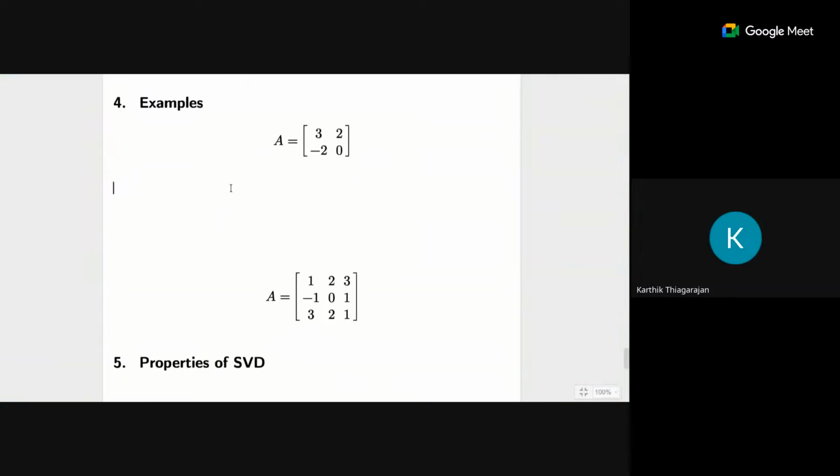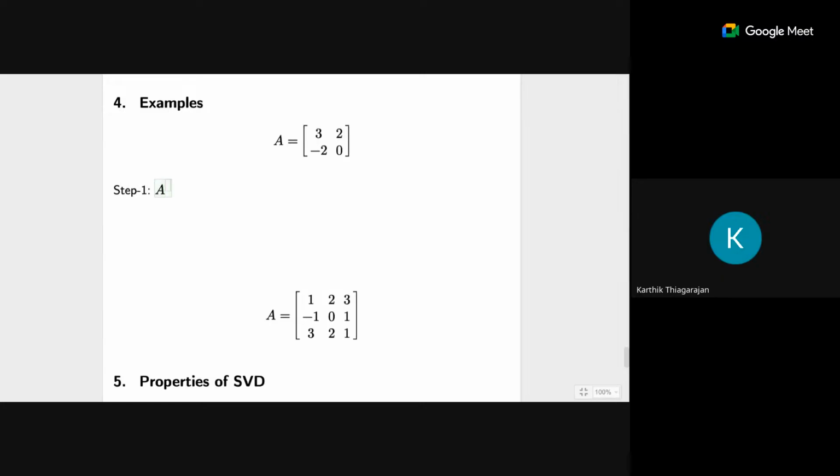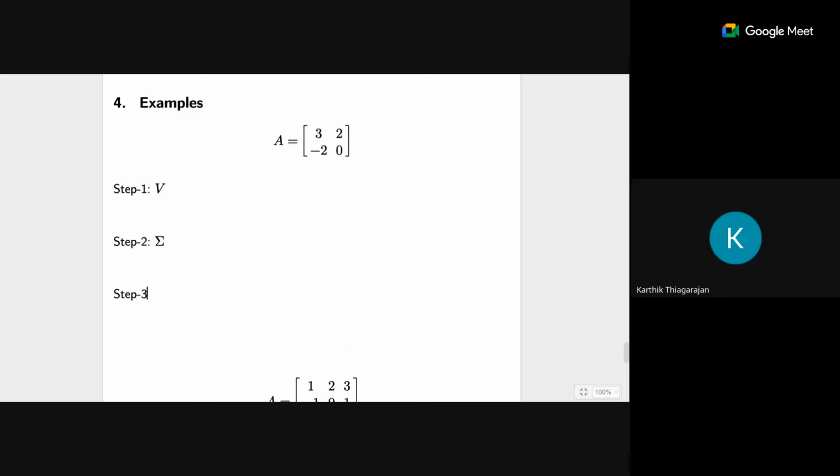Okay, so we'll start with step 1: A transpose A. We'll start with finding the eigenvalues and eigenvectors of A transpose A, or let me just call it V. Step 1 is V, step 2 is sigma, step 3 is U, in the same sequence. So 3 steps, and that should give us U sigma V transpose. So for V, we are going to look at eigenvalues of A transpose A. First you have to compute A transpose A.